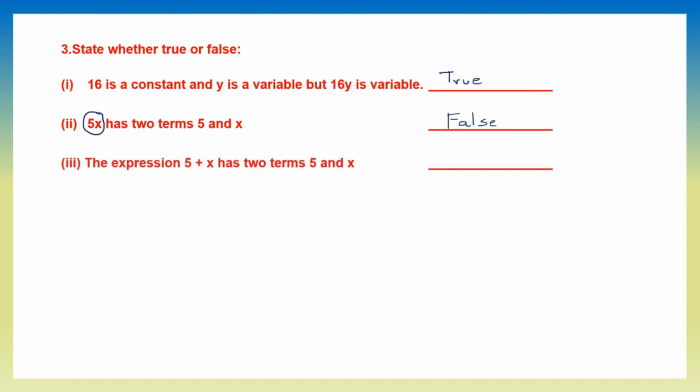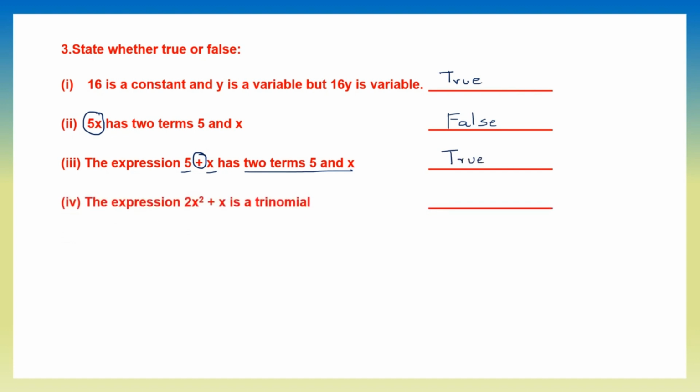Third one: the expression 5 plus x. Yes, now there are two terms. There are two terms, so they should be separated by a plus or a minus sign. Only then can you separate them into different terms. So this statement is true.